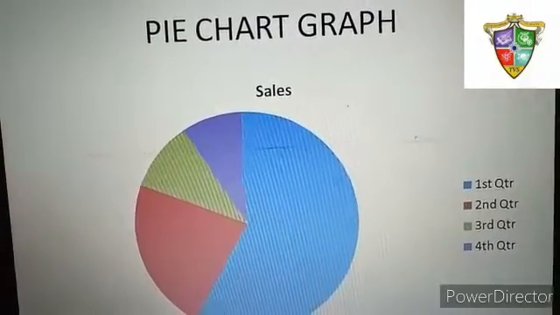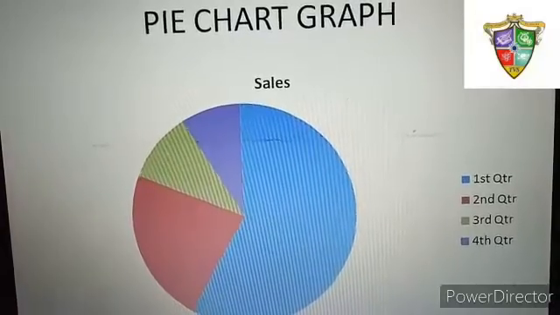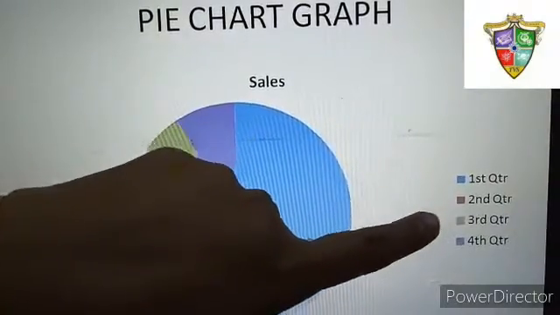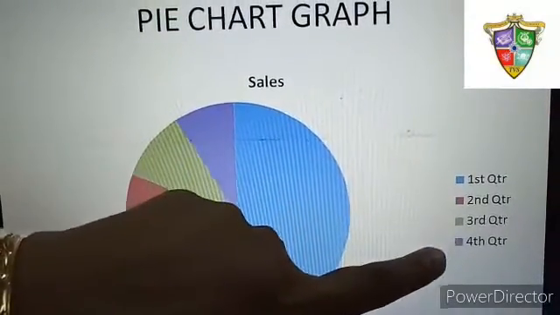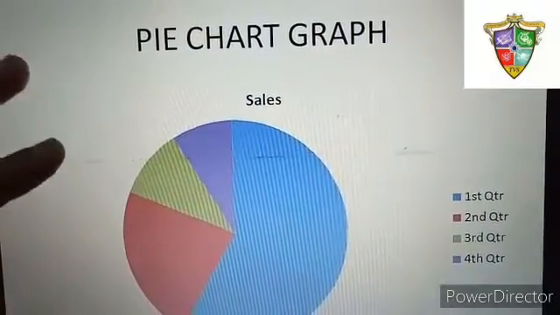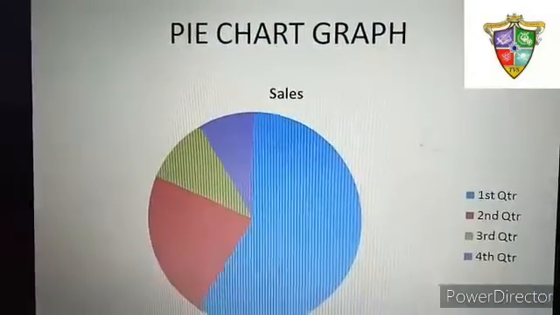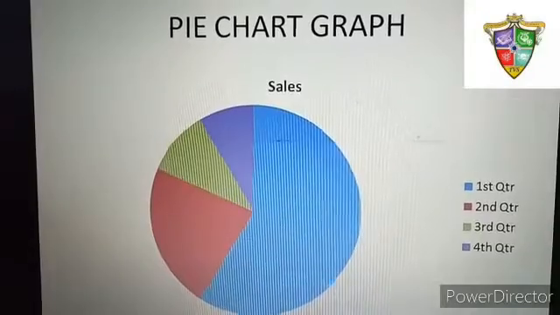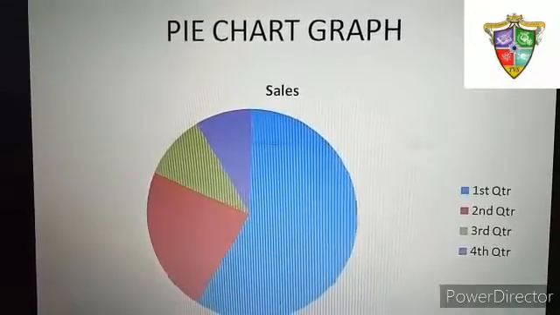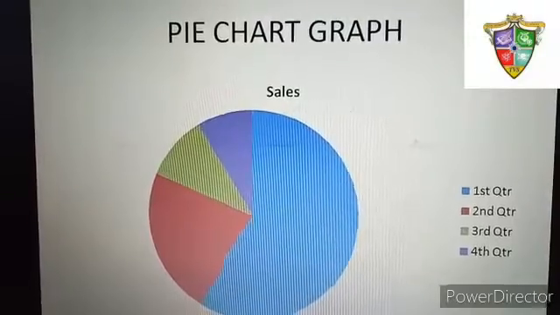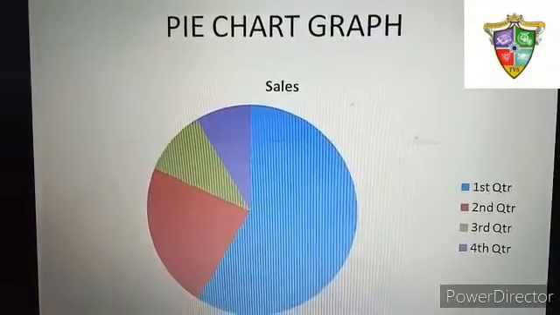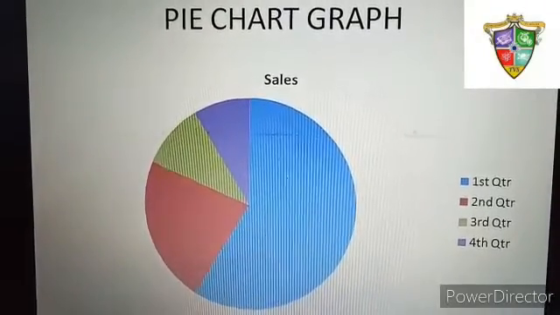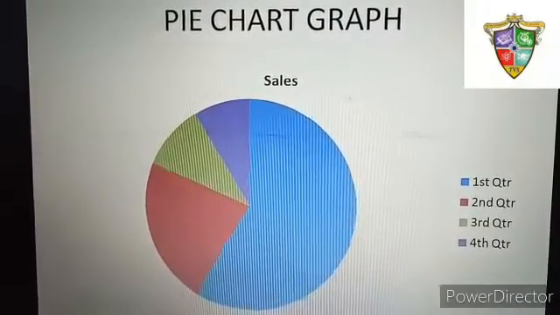As you can see, this is in the form of a pie. If there's some sale for the first quarter, second quarter, third quarter and fourth quarter, represented by different colors, we can represent that sale in this pie chart. By looking at it, you can easily see that in the first quarter the sales were high, in the second quarter comparatively lower, and in the fourth quarter the sales are the lowest. With the help of these things, we can easily find out what information we exactly need.